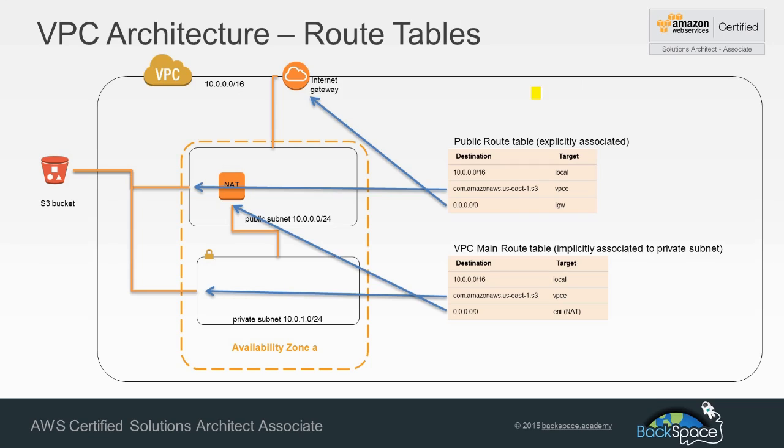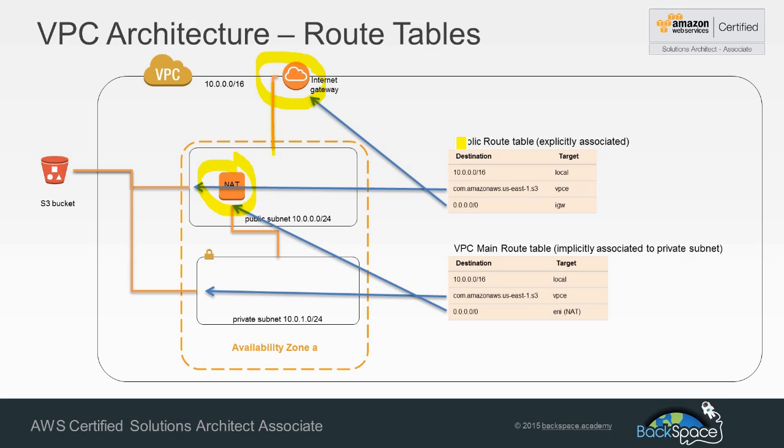Okay, so let's put it in perspective with the architecture diagram that we've got here. The VPC wizard created an internet gateway for us to allow connection from our public subnet through to the wider internet. So that's what we've got here. It created a NAT instance for us. It created VPC endpoints for us. And it created two subnets, a public subnet and a private subnet, inside a single availability zone here.